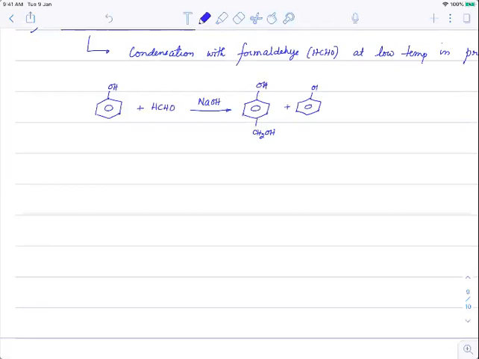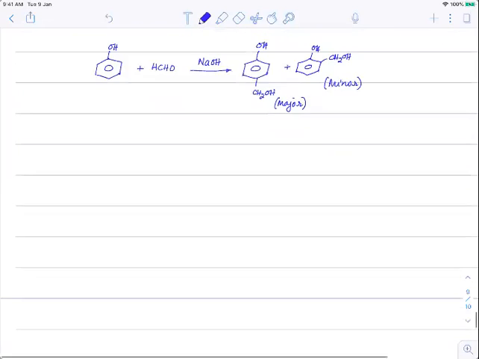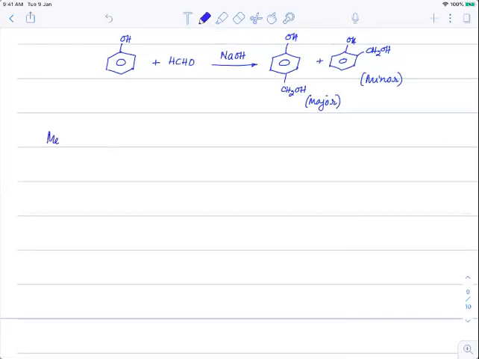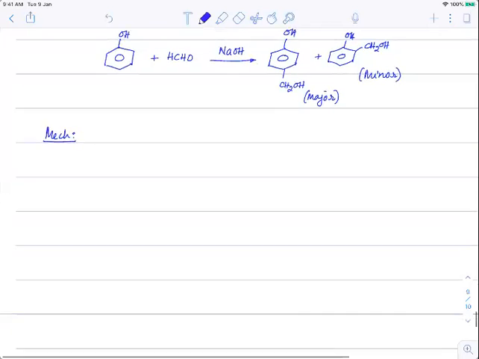यहाँ पर OH और CH2OH रहेगा. मेजर ये होगा, माइनर ये होगा. Again, this is purely observed basis, इसका कुछ एक्सप्लेनेशन नहीं है कि सर वो ऑर्थो पे रहके मेजर क्यों नहीं हुआ है. Okay, completely observed basis. See the mechanism here, the mechanism takes place.